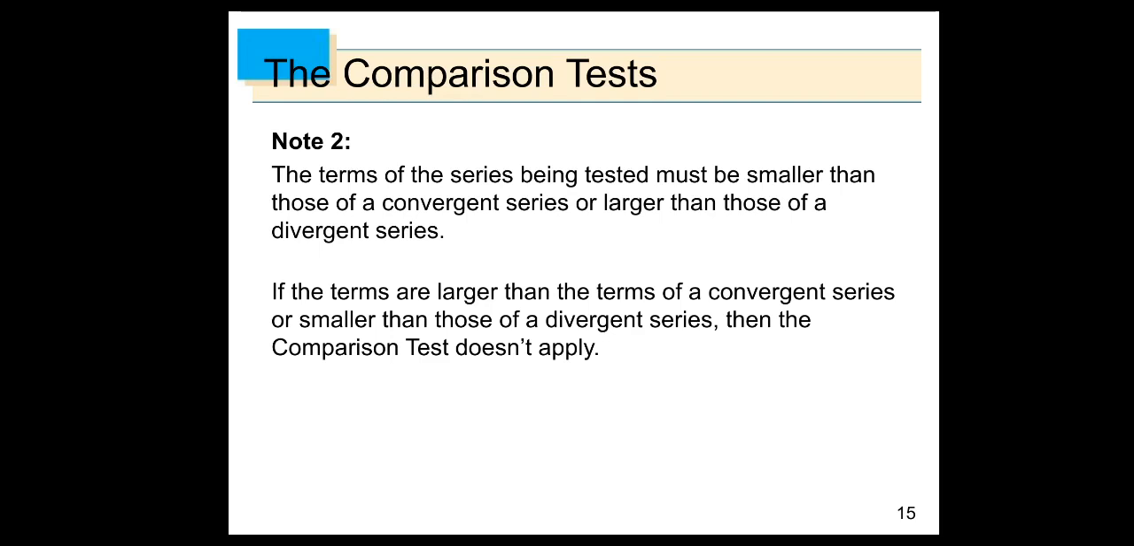Okay, so I mentioned earlier our b sub n would be greater than our a sub n, right? And if the terms are larger than the terms of a convergent series, or smaller than those of a divergent series, then the comparison test does not apply. So if it's the inverse of this situation, then we will not be able to apply our comparison test over here, right?